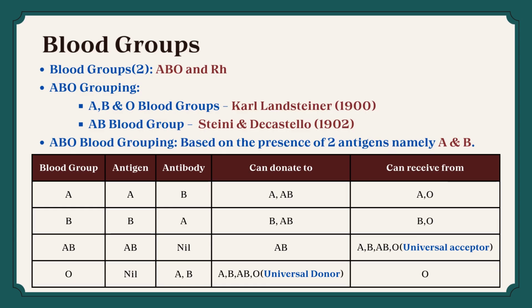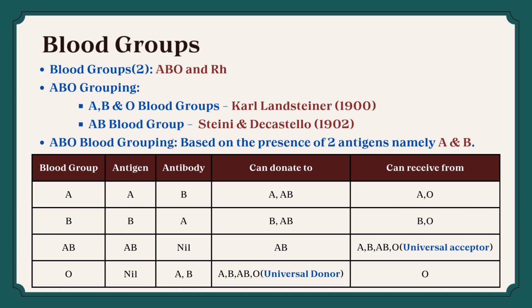Then AB blood group. They have both A and B antigens in their RBC and no antibody present in their plasma. They can donate blood only to AB. But they can receive blood from A blood group, B blood group, AB blood group and O blood group. That's why AB blood group is also known as universal acceptor.